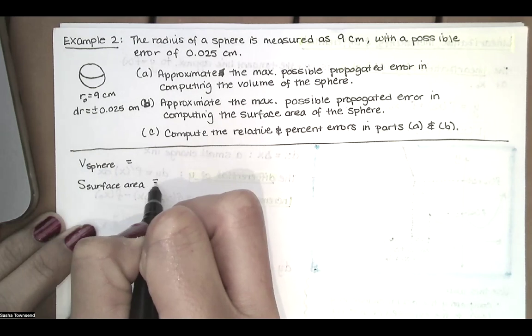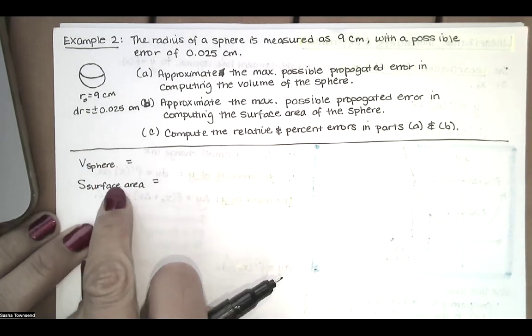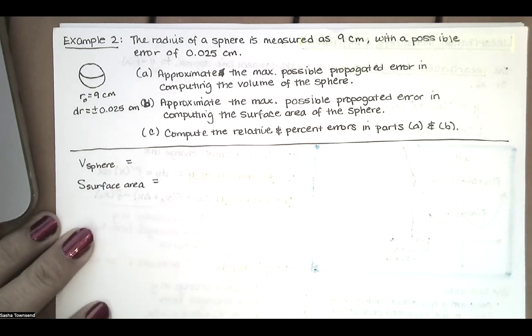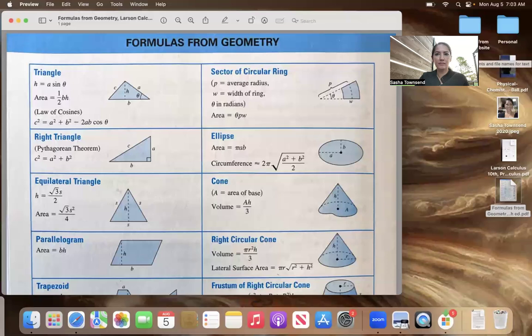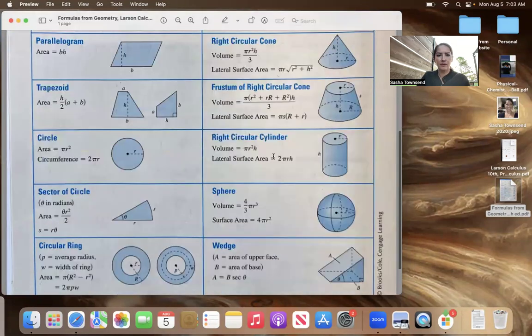I actually don't remember those formulas off the top of my head, but they are in the back cover of the calculus textbook. So we can look at that. The volume and surface area of a sphere are listed right here. The volume is 4/3 pi r cubed. And the surface area is 4 pi r squared.